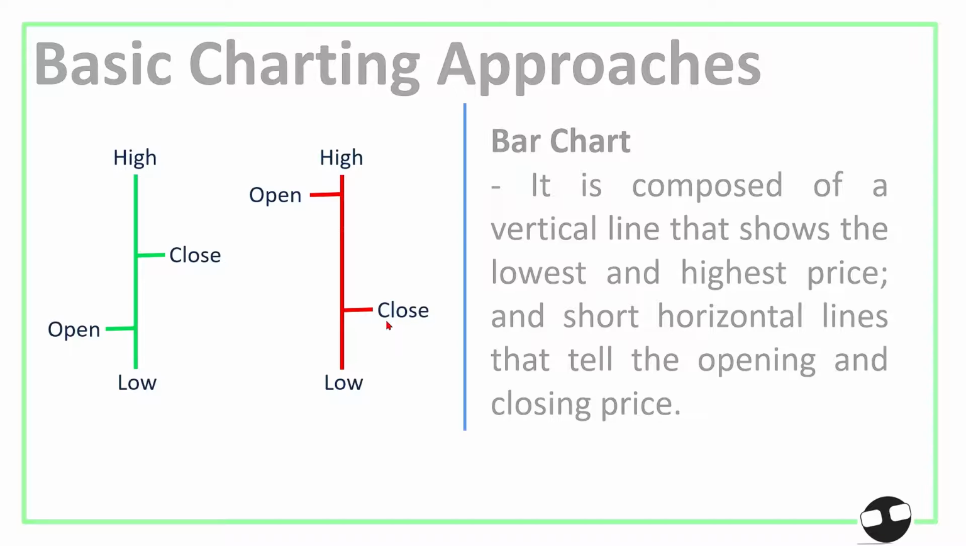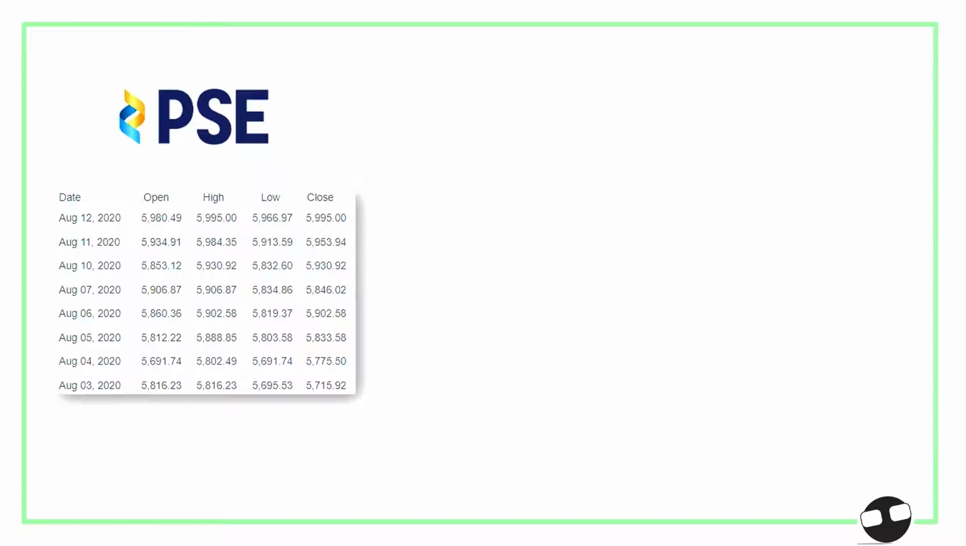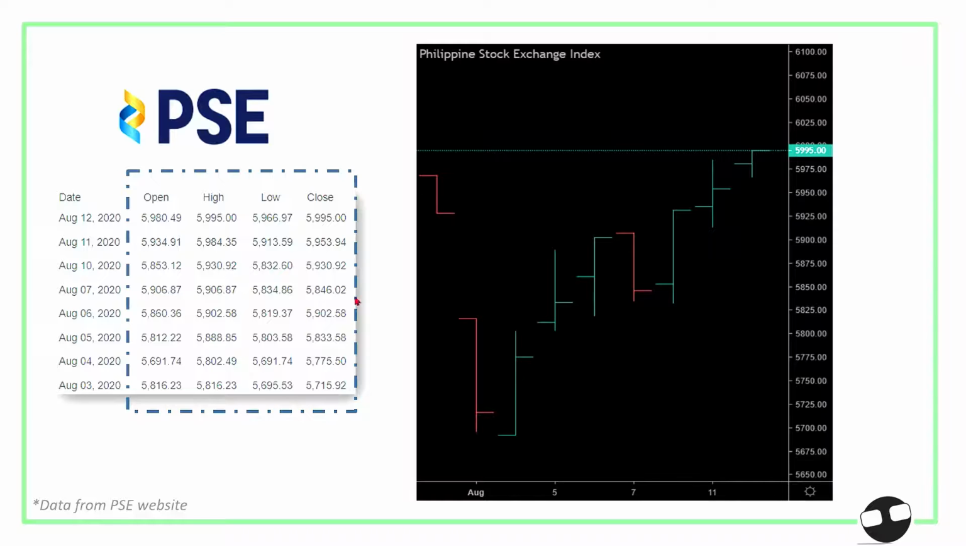So let's try to apply the same concept here, the same data points we plotted using the line chart, the same time period, August 3 to August 12, 2020, and the same asset, the Philippine Stock Exchange Index. So we will be utilizing all the data here for open, high, low, close, and this is what it actually looks like. So here you have 1, 2, 3, 4, 5, 6, 7, 8 days, 8 trading days. So you have 8 candles or 8 bars here.